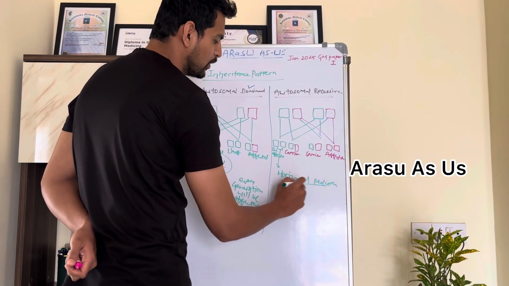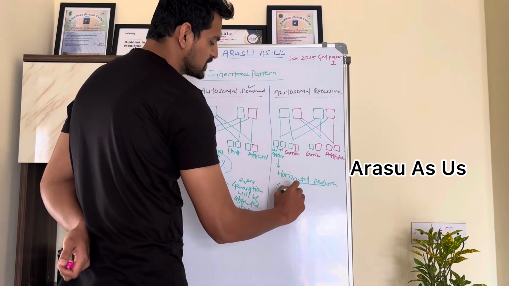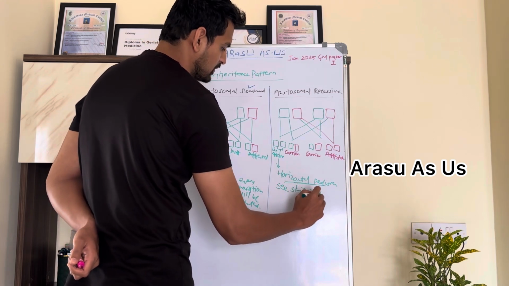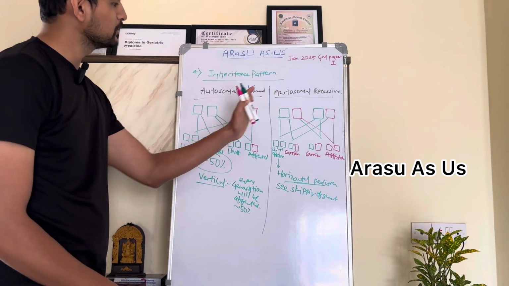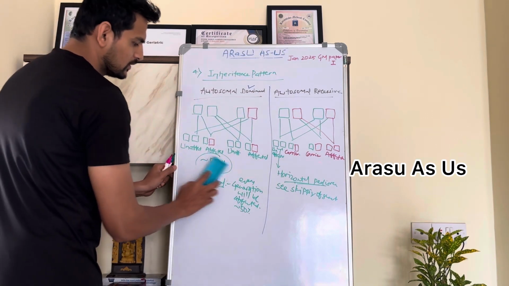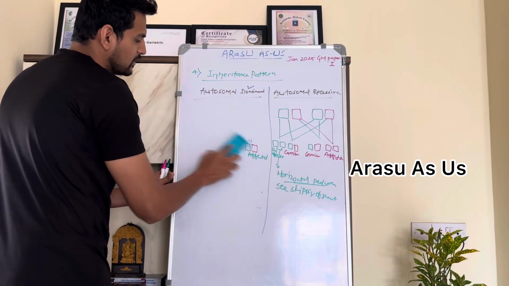So this will be a horizontal pedigree, and we can see skipping of generations here. This is the major difference in pedigree of both autosomal dominant and recessive disorders. So hope you got the difference and how to draw pedigree.